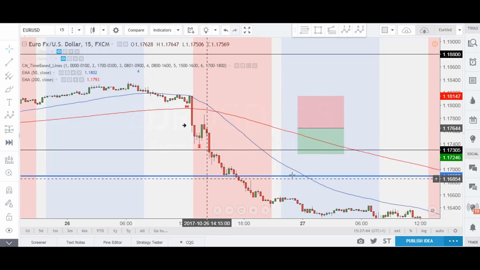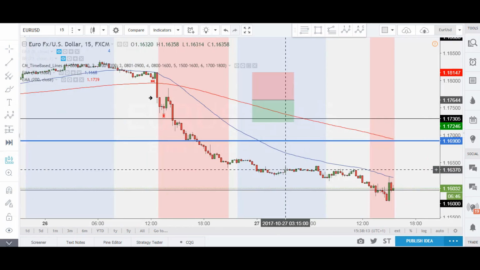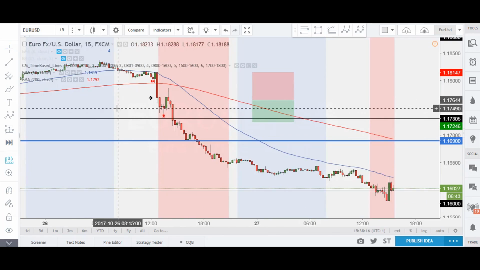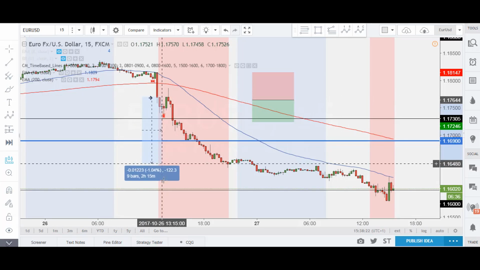Market smashed through the take profit and continued for more. I only took 40 pips. From my entry, market went for almost 190 pips easily, like straight with no significant pullback.